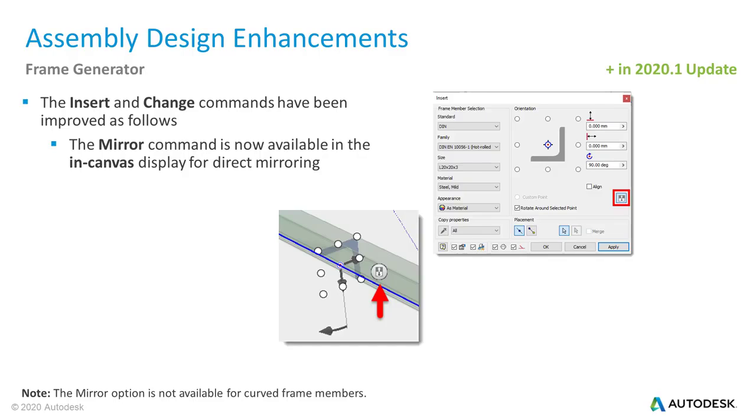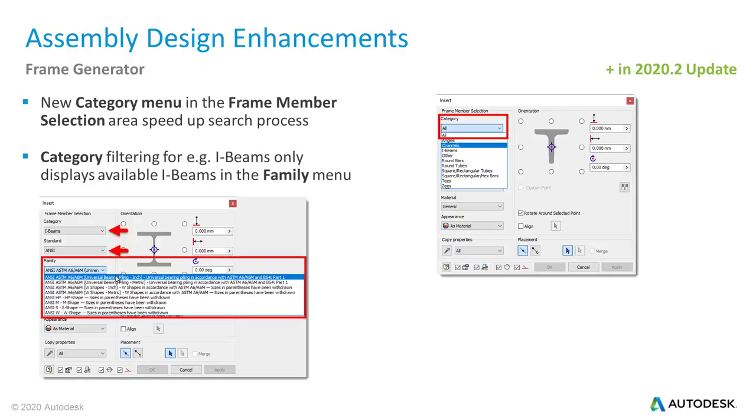And we arrive at the Inventor 2020.2 update, which provides a new category section to frame member selection in the insert and change commands to improve searching for a particular family. When you choose a category you'd like to choose frame members from, the family list is now filtered to show only the available choices.